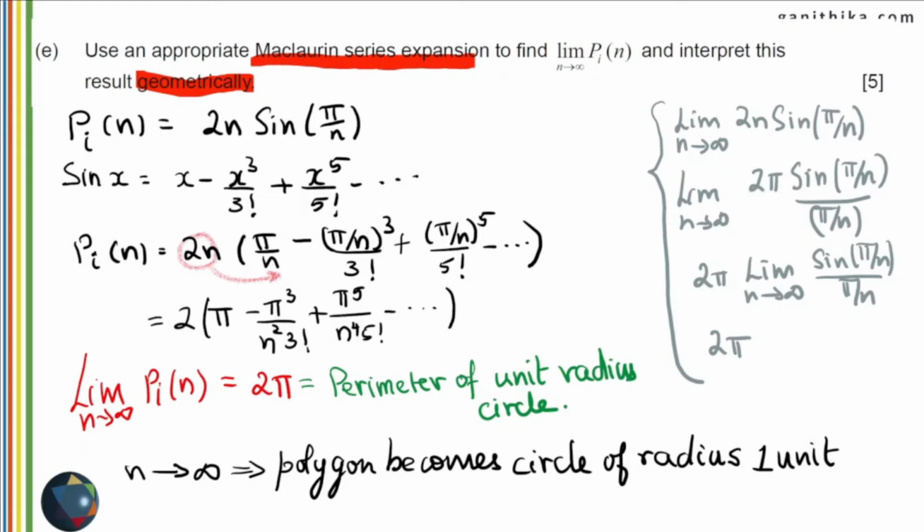So this is the geometrical interpretation of the result that the limit as n tends to infinity of the perimeter of the n-sided polygon will be equal to 2 pi, because the polygon becomes a circle. Therefore, the perimeter of the polygon becomes the circumference of the circle.